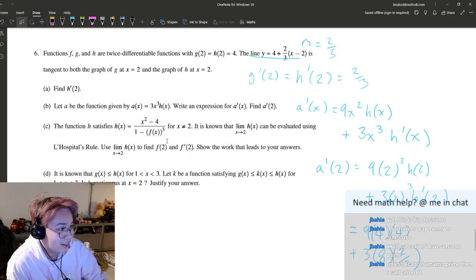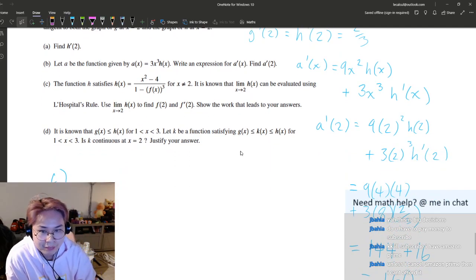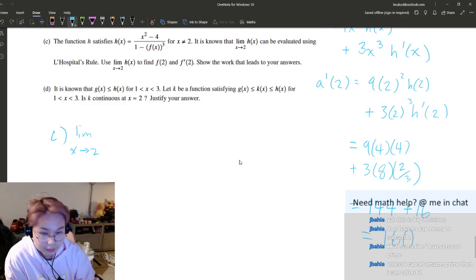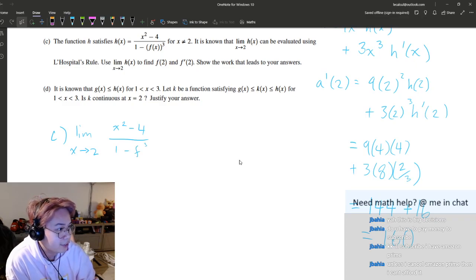And then f is in here. So we're going to essentially work with this limit and work with L'Hopital's and try to find out what f of 2 and f prime of 2 is. Okay, so first let me write this down. The limit as x goes to 2 of x squared minus 4, 1 minus, I'm going to shorten this to f of 3. Okay, so here's this limit. This is for h.